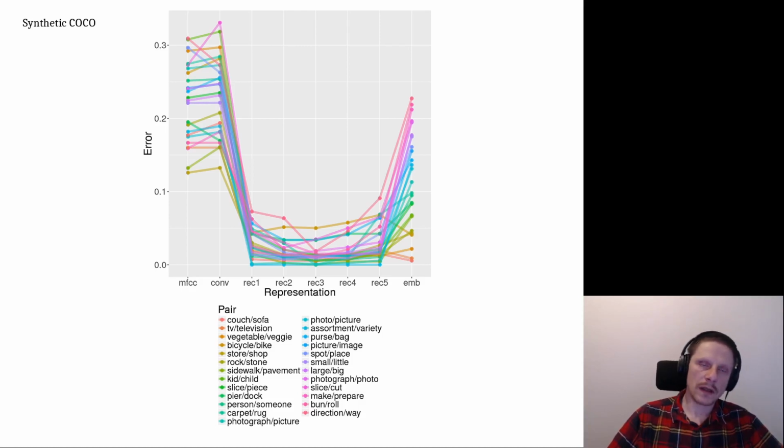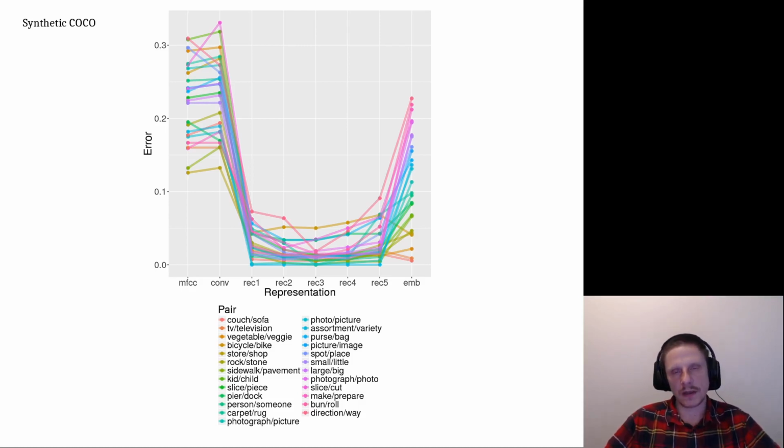The error here has this U-shaped form. We see that if we try to do this task just on the input features or on the features extracted from the convolutional layer, that doesn't work as well as using the recurrent layers. And then in the final step, when we apply the self-attention and pool, then again the error goes up.